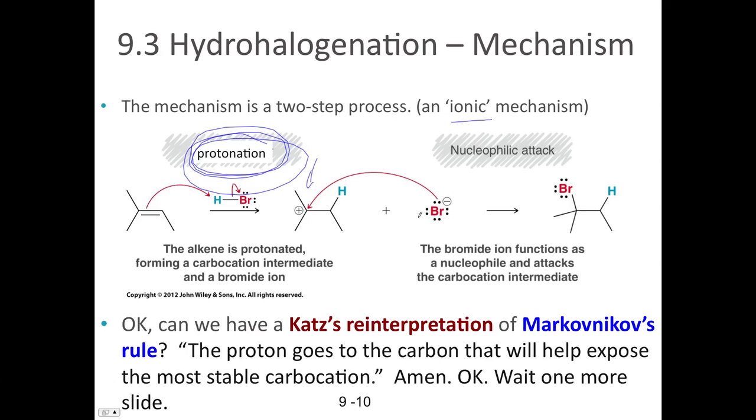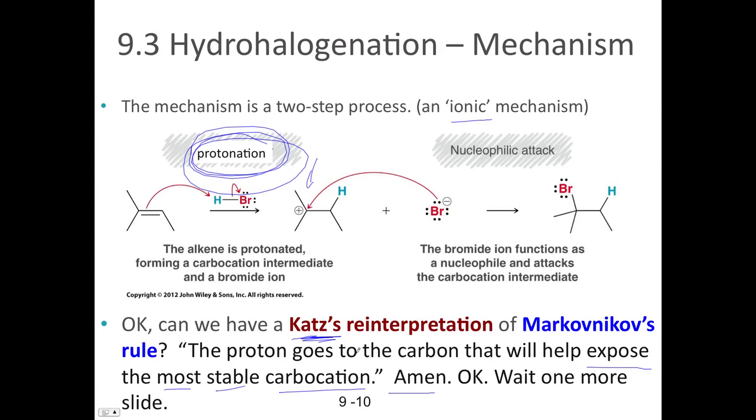All right. So here's the way I've always thought about it, and here's what I call Katz's reinterpretation, because I'm sort of a narcissist, and why can't I put my name on stuff? So let's just look at Katz's reinterpretation of Markovnikov's rule. Here's what I say, and this will get you to the right answer and the major product pretty much every time. Instead of saying the hydrogen goes to the carbon with hydrogens already on it, or the bromide goes to the more substituted carbon, let's say this. Katz's interpretation is the proton goes to the carbon that will help expose the most stable carbocation. Amen to that, sister. That's the way you'll always get the right answer.